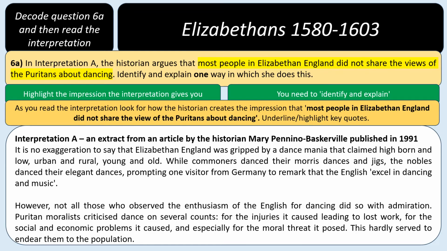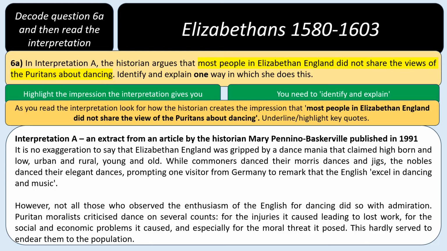So what you want to try and do is highlight the impression the interpretation gives, and just remember you need to identify and explain. The way to do this question is to make sure you've read the question first, and then you see the bit we've highlighted there, that's the impression the interpretation gives. You are then looking, as you read the interpretation, for how the historian creates the impression that most people in Elizabethan England did not share the views of the Puritans about dancing. So what you want to do as you're reading the interpretation is underline and highlight any key quotes that help you with this. So let's just read the interpretation.